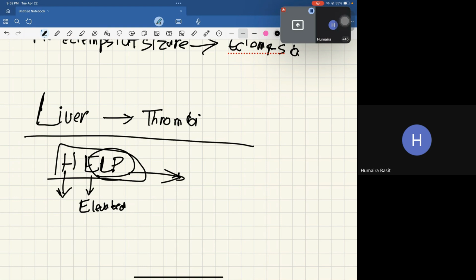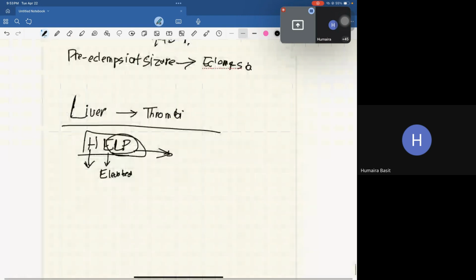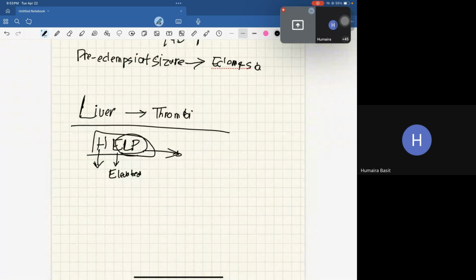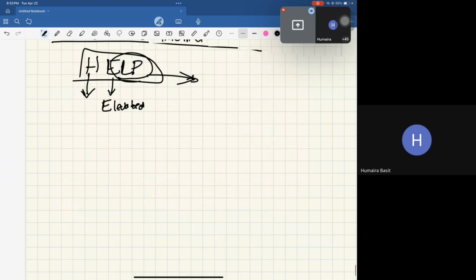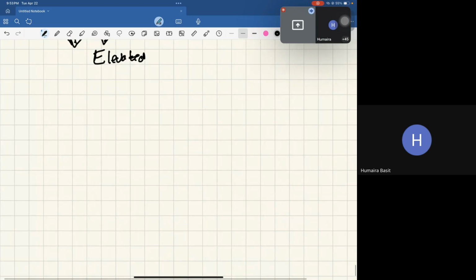Whenever eclampsia and HELLP syndrome occur, we need to do immediate delivery of the baby. But in the case of preeclampsia, we can give antihypertensive drugs, and we have already touched upon which antihypertensive drugs we need to give in this condition. Now we are moving on to the last topic of the female reproductive pathology, and that is hereditary form.